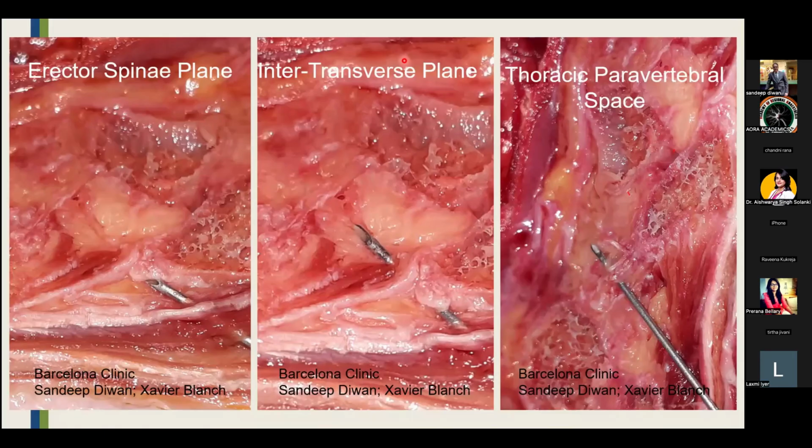So this is just the picture of the erector spinae, and you can see the erectospinal plane. This is the transverse process and the intertransverse ligament. The needle is going to the intertransverse ligament in the costotransverse area. This is the superior costotransverse ligament. The needle is going through the costotransverse ligament, ultimately into the paravertebral space.